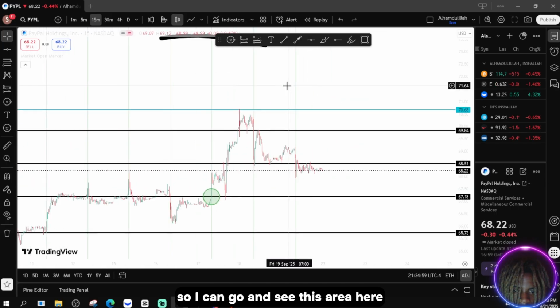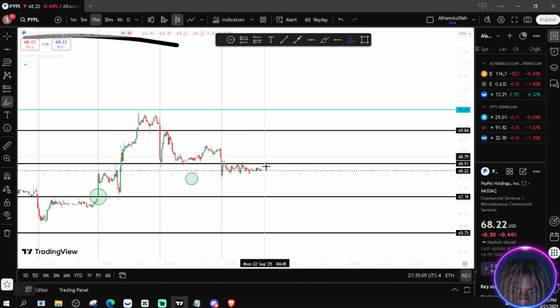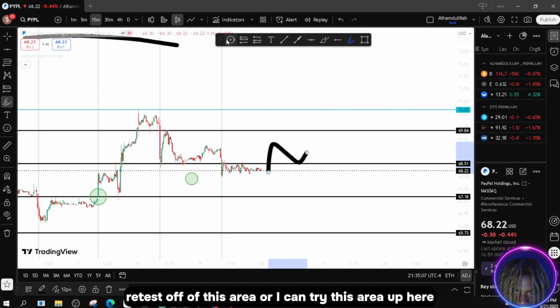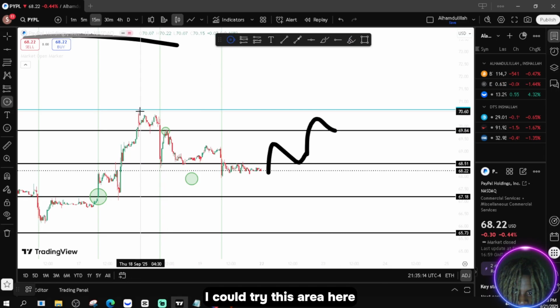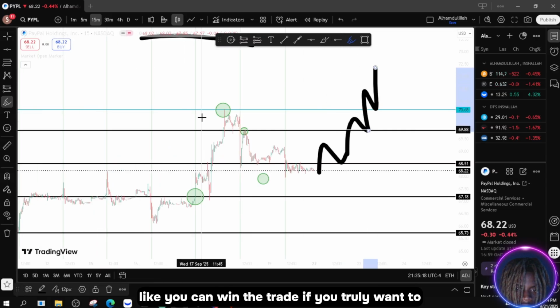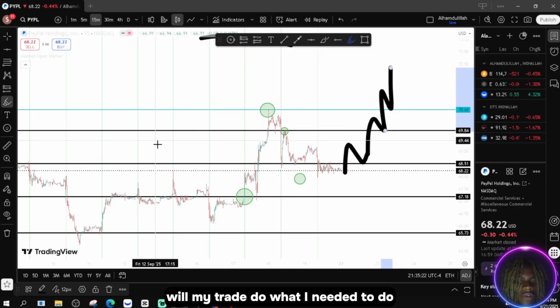So I can see this area here, this area of resistance clearly above me. I can wait for price to either break here and retest off of this area, or I can try this area up here. Or if it doesn't work here, I could try this area here. So it's all about patience. You can win the trade if you truly want to. It's just about waiting to see if my trade will do what I need it to do.